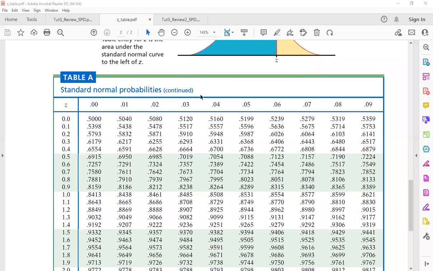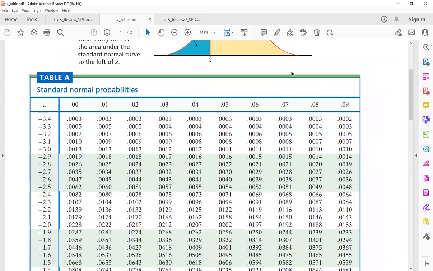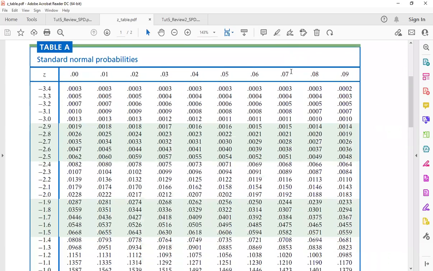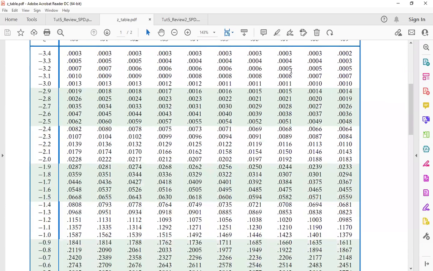The second part is minus 0.75. So let's take a look at that, and that will be at the negative side. Minus 0.75. Let me try and draw this. So we have minus 0.7 here, and I'm going to trace it to 0.5. Once you trace it, the intersect here is the corresponding area, 0.2266.